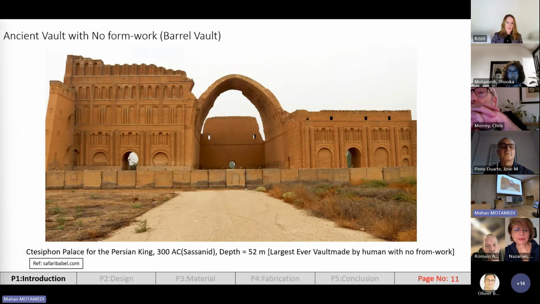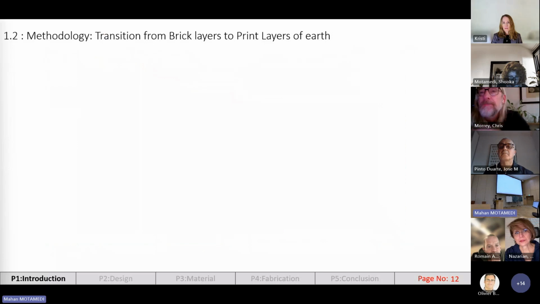And now we have an example of a vault. As you can see, here is the Taq Kasra vault at Ctesiphon, made for the Persian king in the Sassanid era, with a depth of 52 meters, a span of 26 meters, and a height of 30 meters, which was fabricated with no formwork. And this is the largest vault ever made.